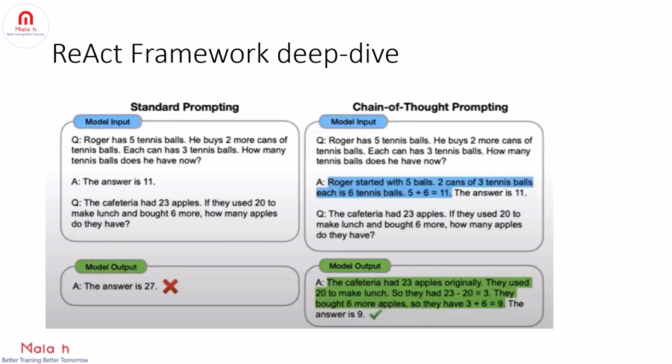If you see the chain of thought prompting, this is again the same question. You can see the answer: Roger started with 5 balls, 2 cans of 3 tennis balls each is 6 tennis balls, so 5 plus 6 is equal to 11. You can see the detailed answer, right? And with the same question, the cafeteria had 23 apples originally. They used 20 to make lunch, so they had 23 minus 20, which is 3. And they bought 6 more apples, so they have 3 plus 6, 9.